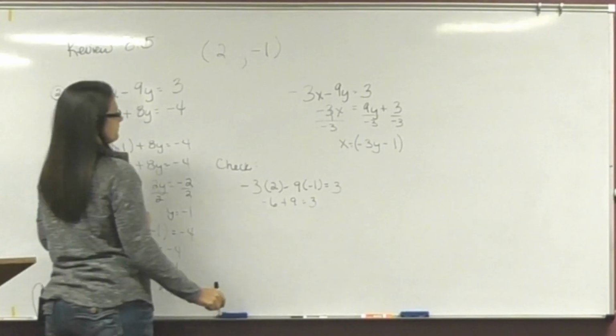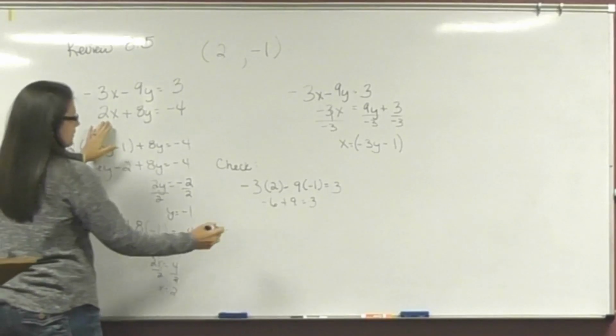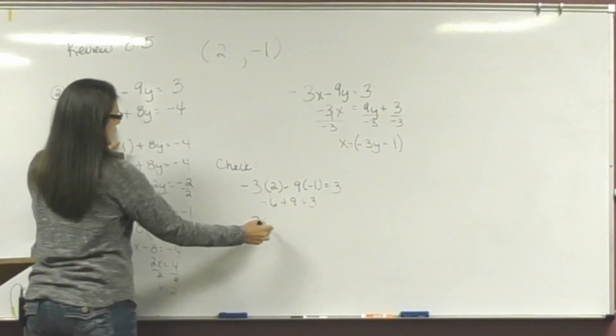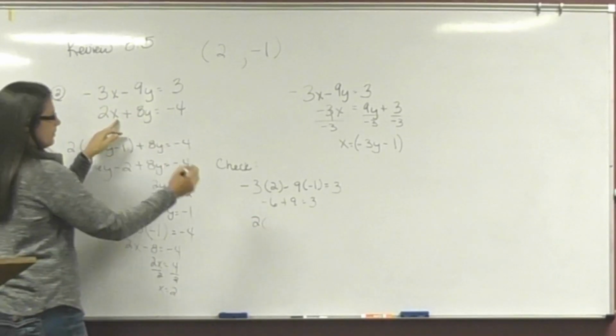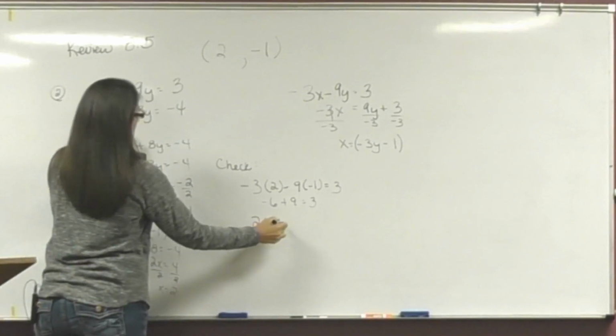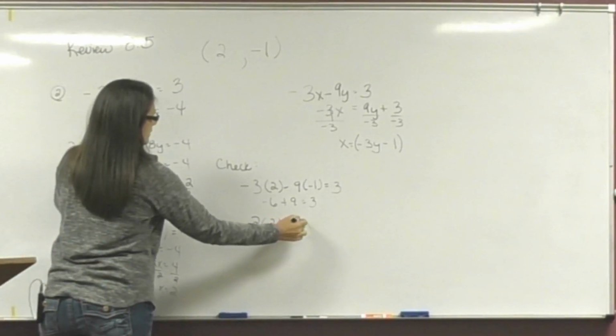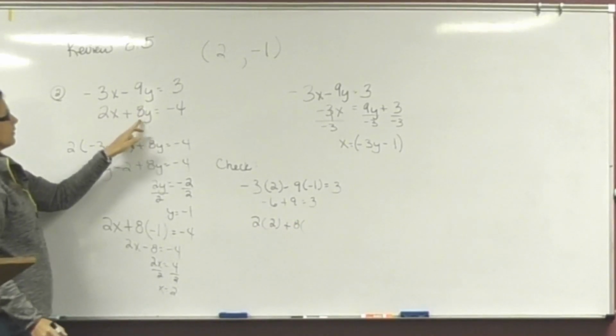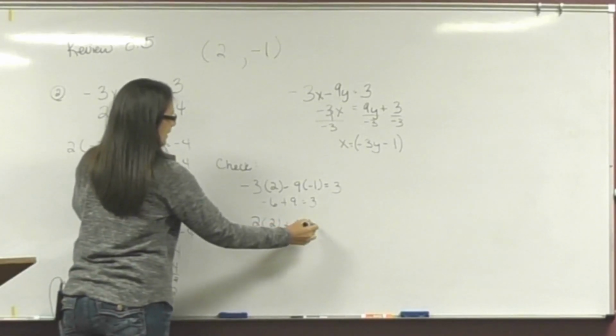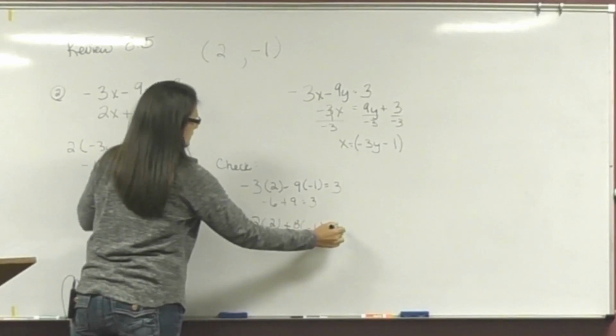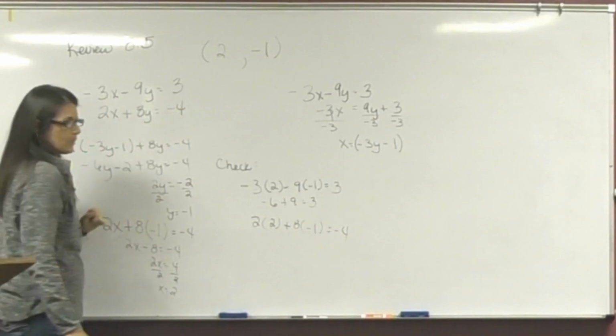This one's good. All right, now this one, 2 times, instead of an x, we're going to put in a 2, plus 8, and instead of a y, we're going to substitute in a negative 1, equals negative 4. So let's see if this one checks.